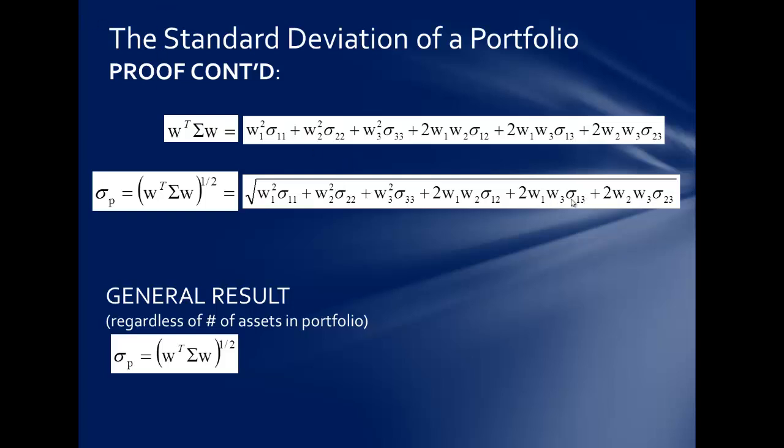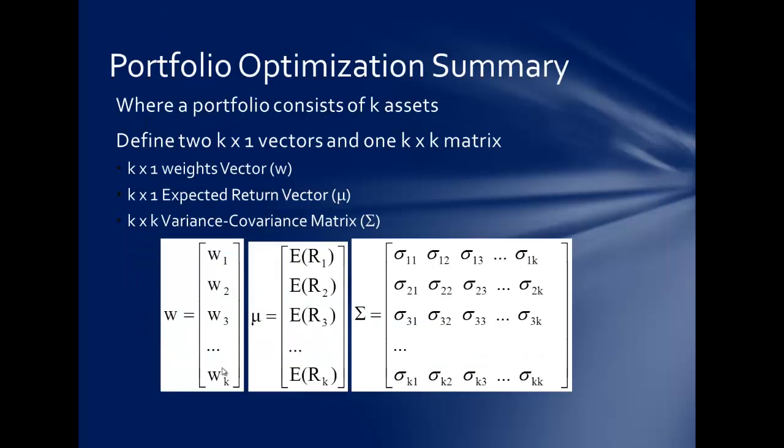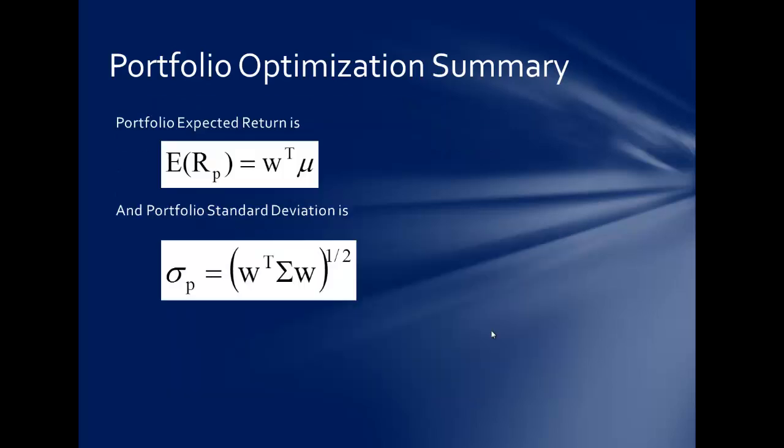Can you imagine trying to do this math for 10 or 15 or 20 assets? It's nearly incomprehensible. But this, W transpose sigma W, is actually very, very easy and very, very clean. So in summary, when we're doing portfolio optimization, all you have to do is this. Define your weight vector, define your expected return vector, and define your variance-covariance matrix, which we call sigma. All you have to do then is, in order to get portfolio expected return, multiply W transpose by the mu vector, and to get portfolio standard deviation, take the square root of W transpose sigma W.